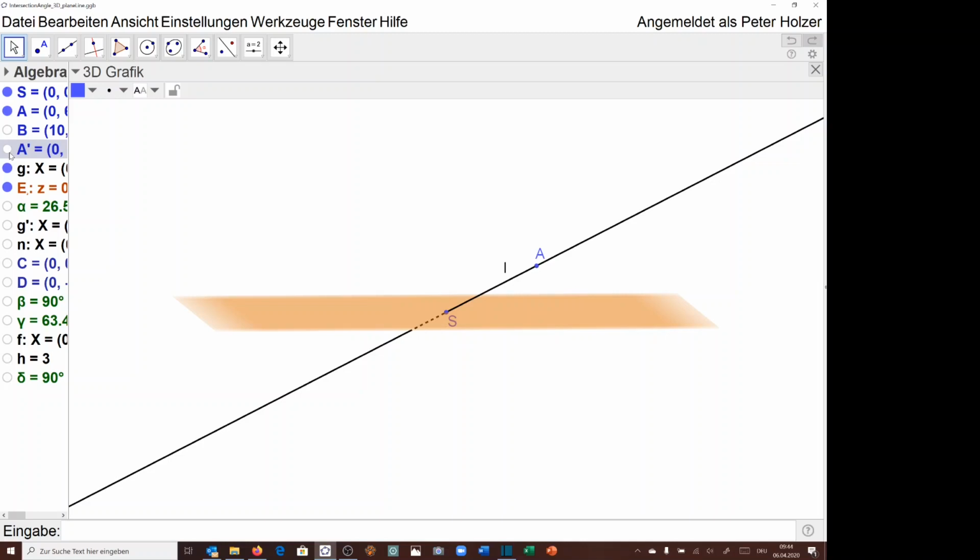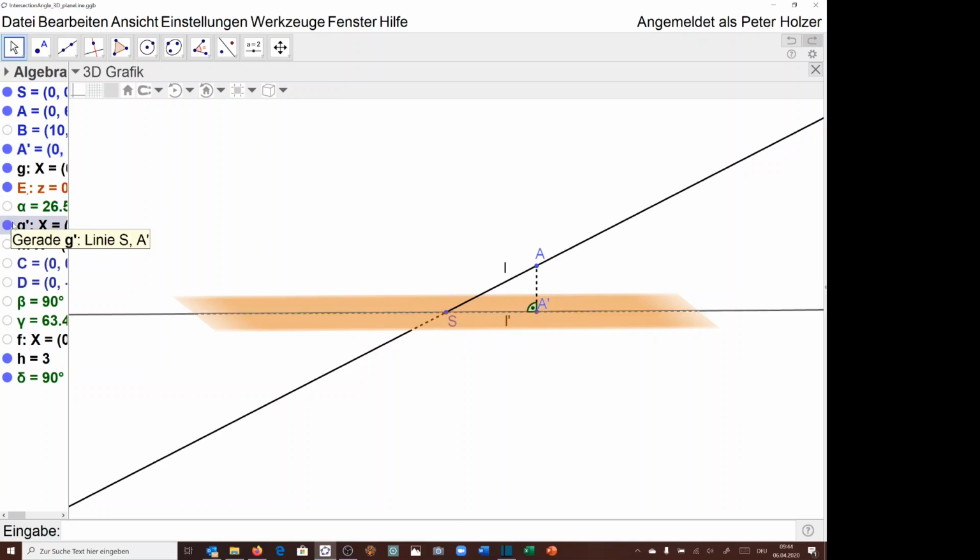And we want to find the projection of the point A on the plane. Projection means we take the line perpendicular to the plane passing through A, eine Senkrechte, ein Lot, from A to the plane, and where they intersect, there we have this projection point A dash. We connect then the point S and the point A dash, and we get the line L dash, and the angle between these two lines is exactly the angle between the line and the plane.